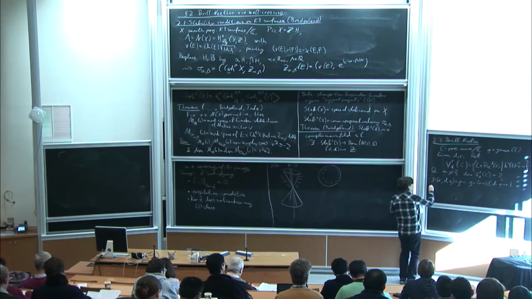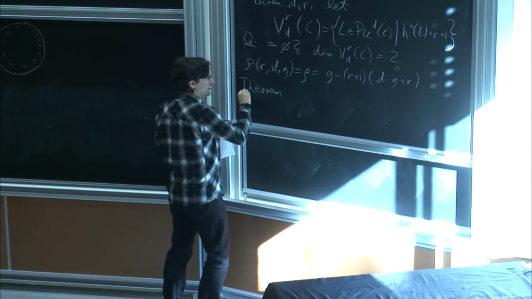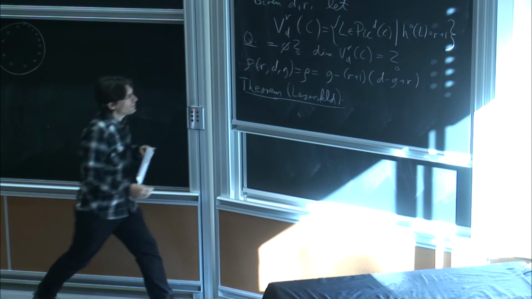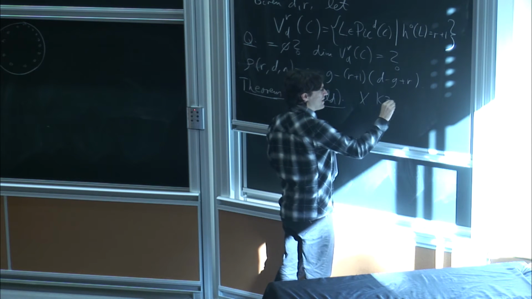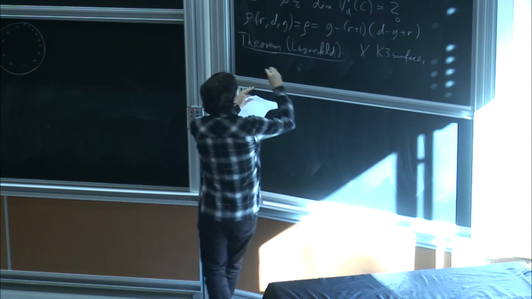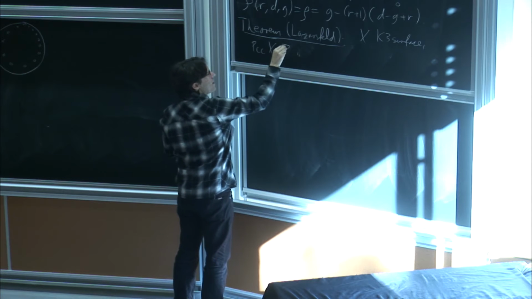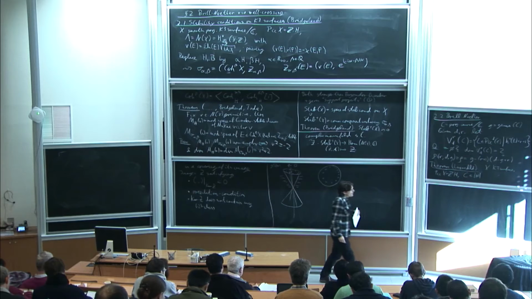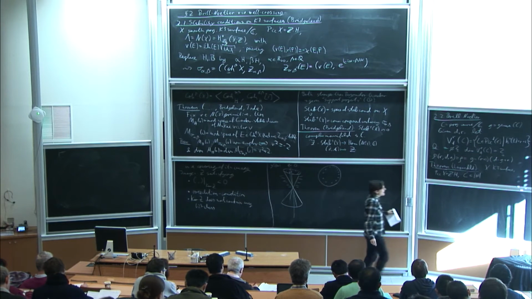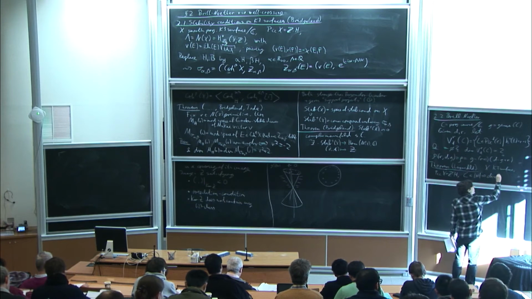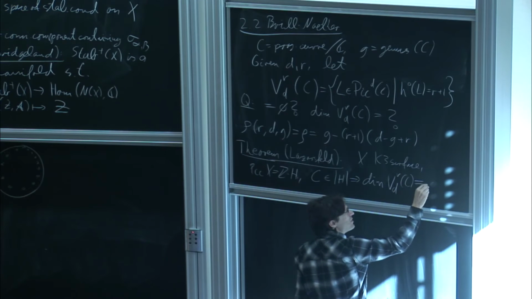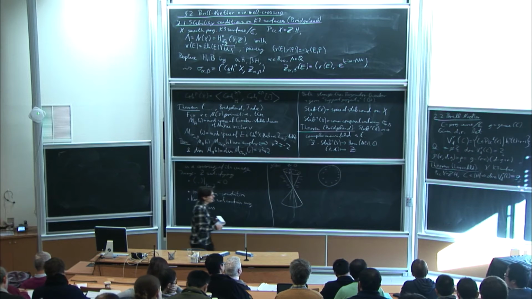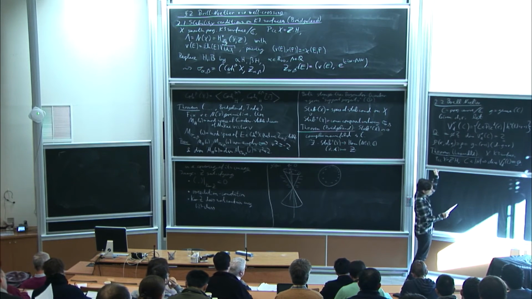And the theorem that I reprove for you today is the following. So again, X is a K3 surface. And now let me assume that it has Picard rank 1, and I take a curve in the primitive linear system. Then the dimension of V^r_d of C is equal to the expected dimension. Right? So any curve of primitive class on a K3 surface of Picard rank 1 is Brill-Noether general.